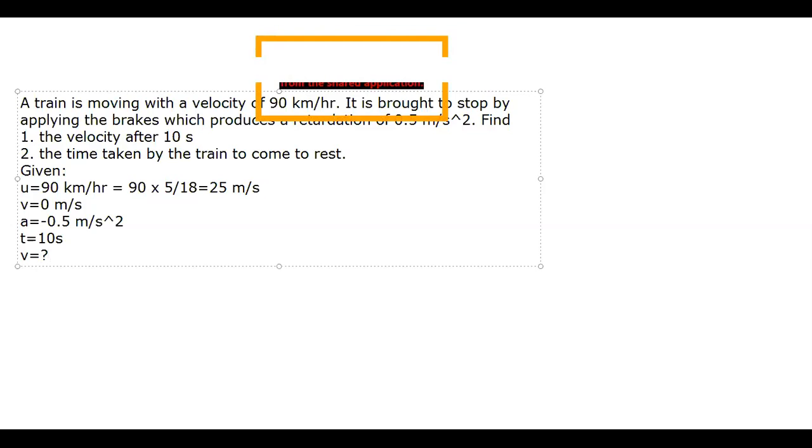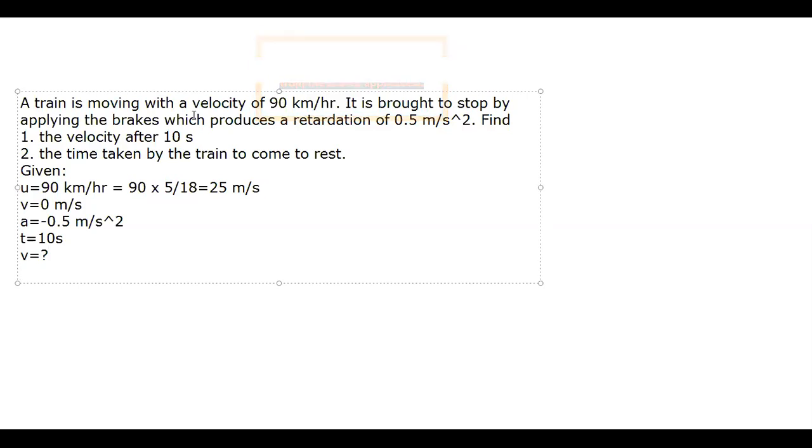Yes, so u is given, we have to find v. Okay, so which formula are we going to use? The velocity after 10 seconds. So initial velocity is given, final is v, which we have to find. a is given and t is given. So we can use the formula v is equal to u plus at. Here a is minus, so it's okay.